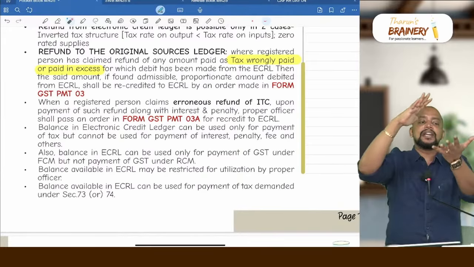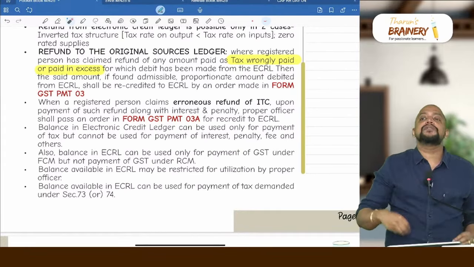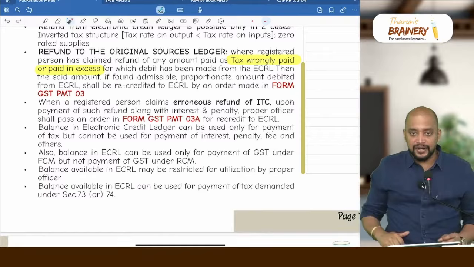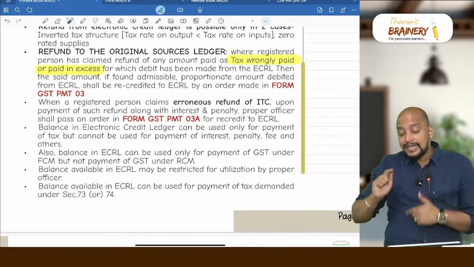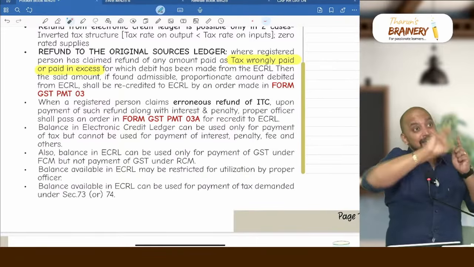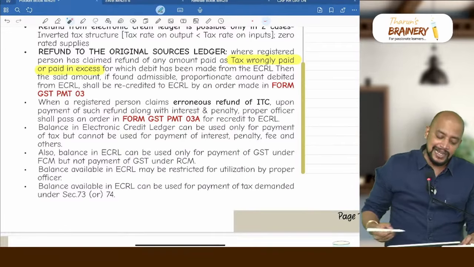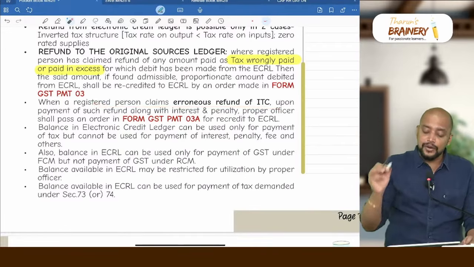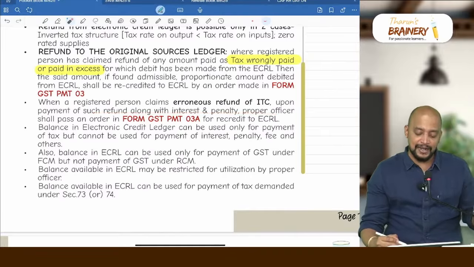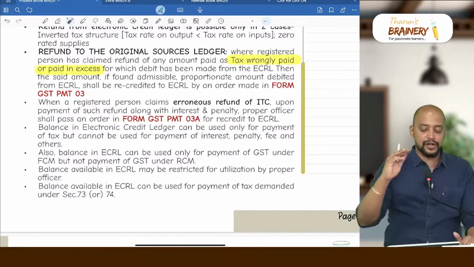For example, in the electronic credit ledger, the balance is 8 lakhs. We have claimed a refund of 5 lakhs. In that 5 lakhs, 2 lakhs is a wrongly claimed refund. And this wrongly claimed refund, they are recovering from us or we are paying it. Now when we pay, then to the extent of 2 lakhs, the credit ledger should be credited. For that, they use PMT3A. When a registered person claims an erroneous refund of ITC, upon payment of such refund amount along with interest and penalty, the proper officer shall pass an order in PMT3A for recredit to the electronic credit ledger.